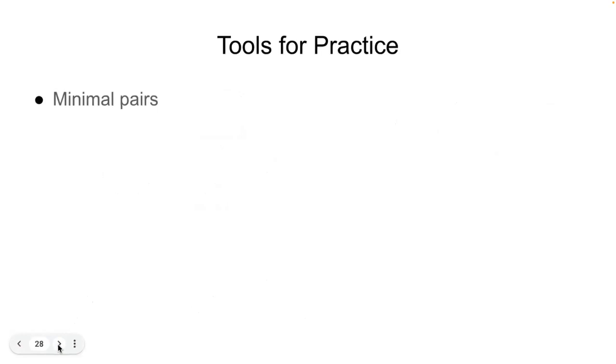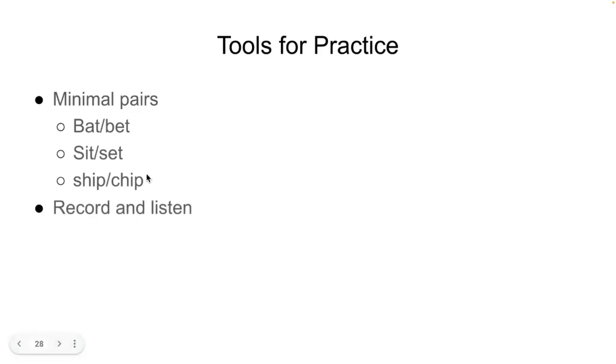Some things you can do to practice with your students when they're having trouble with sounds is to use minimal pairs. Minimal pairs are pairs of words that are identical except for one sound. So bat and bet is a minimal pair. Sit and set, ship and chip. You can find lists of minimal pairs just by doing a Google search or on some of these other websites. Home Speech Home has a lot of lists of minimal pairs.